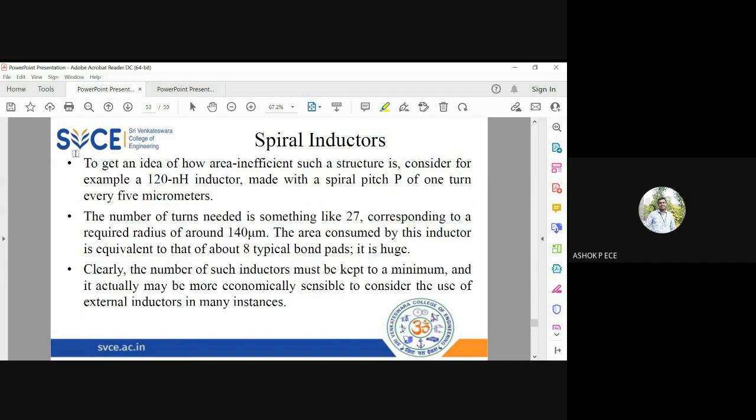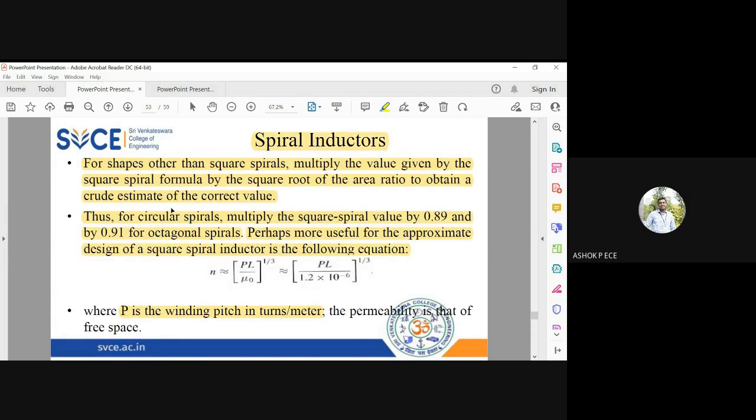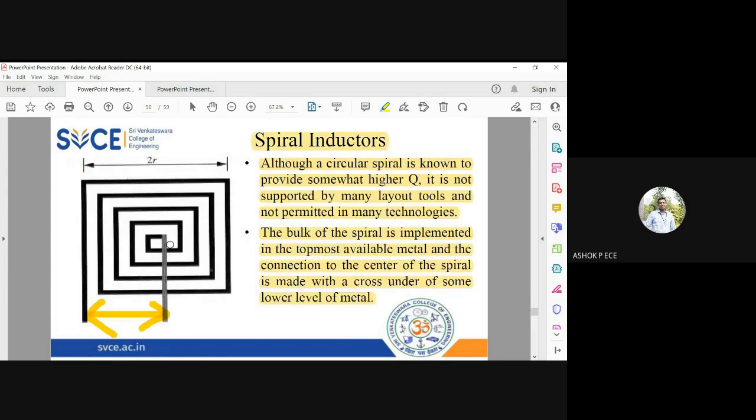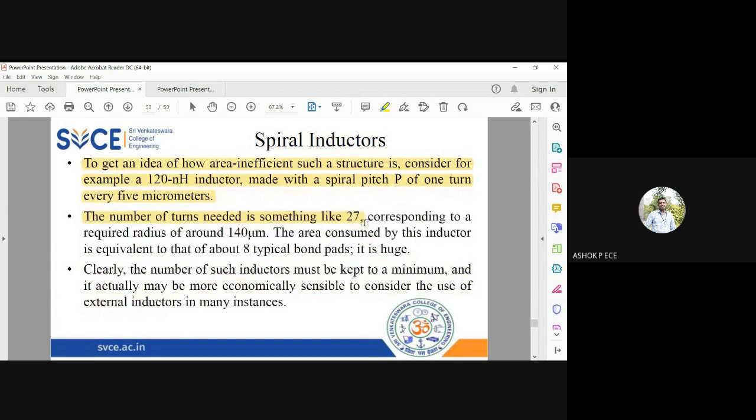So if you want to manufacture a 120 nanohenry inductor, they have said that you need to have 27 turns. So the spiral, whatever you have, has to have 27 turns. One turn is this one. This is second. This is third. This is fourth, and this is fifth. Like that, you have to have 27 turns if you are going to have a square spiral, and the area will be 140 micrometers. You know, it is fabricated on a small chip. The diagram you see is actually magnified, but actually it will come under a 140 micrometer area.